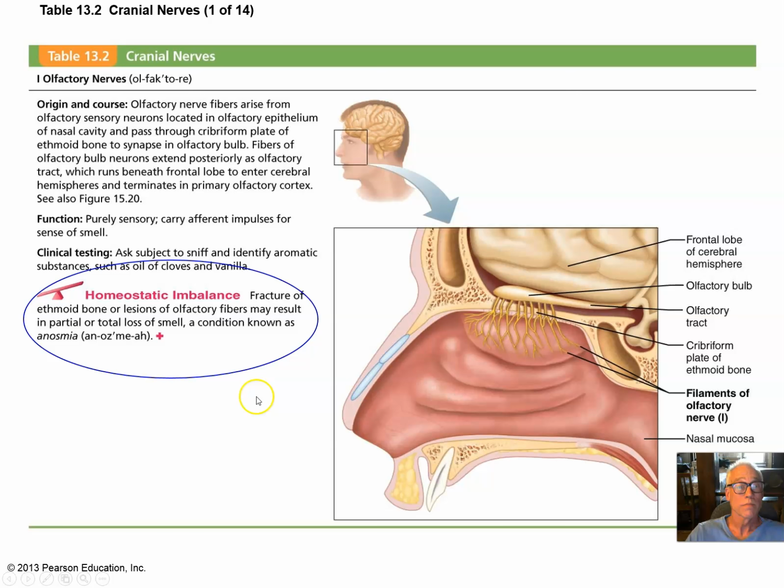However, if there's a fracture to the anterior cranial fossa, that sort of hollow, concave forward part of the cranial box, it will very possibly damage the cribriform plate and all these very, very delicate sensory hairs that are sticking down through there, and the victim may experience anosmia, loss of the sense of smell.